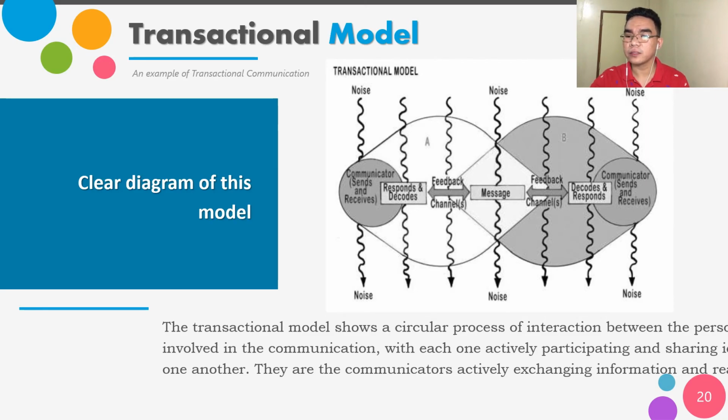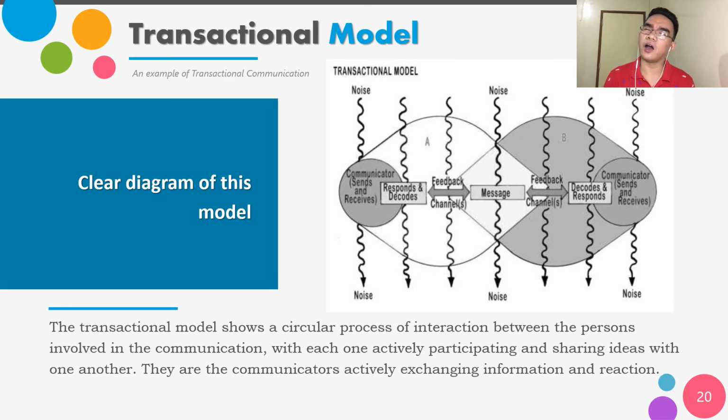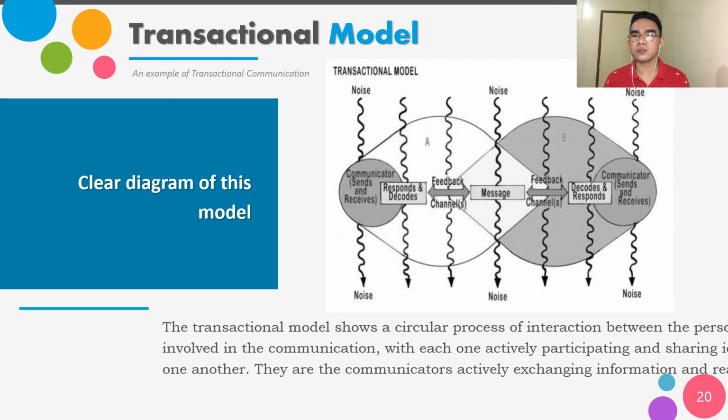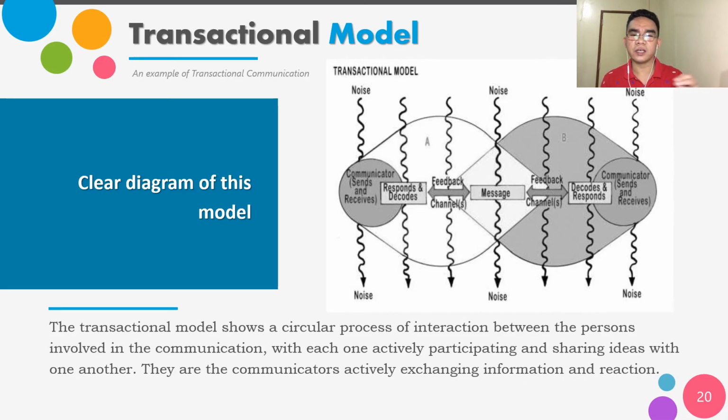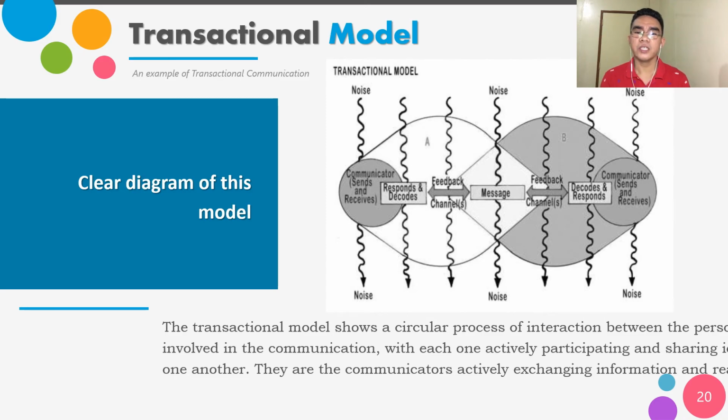The same with the receiver, right? So for example, let's say they are both in the classroom, and as usual, when you are inside the classroom, if there are no classes, there are noises. Aside from the loud voice of your classmates, or let's say the weather is too hot and the classroom is not well ventilated, that is already considered as noise. So the noise continuously affects the communication process.